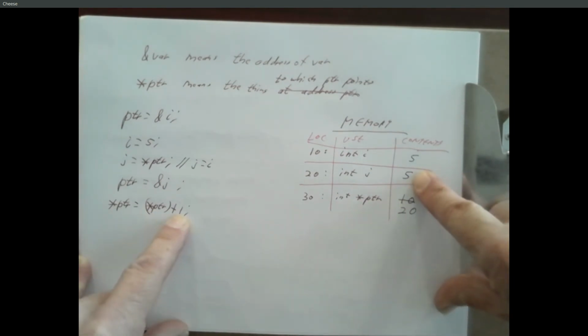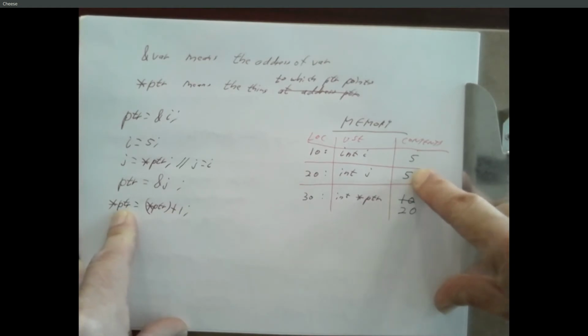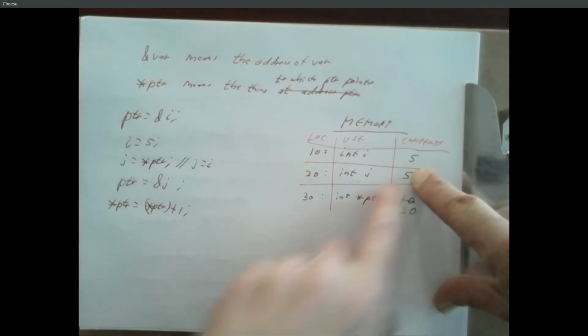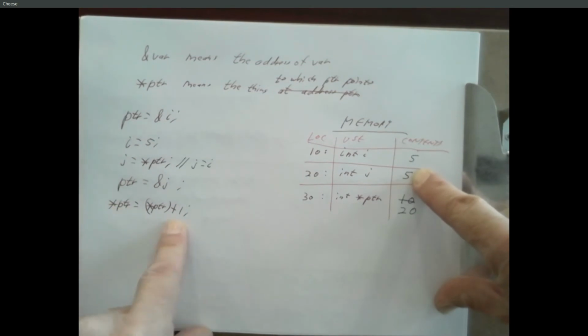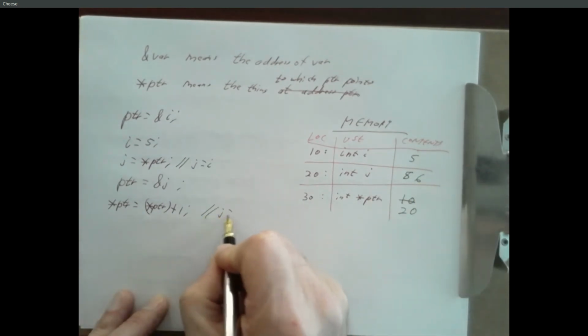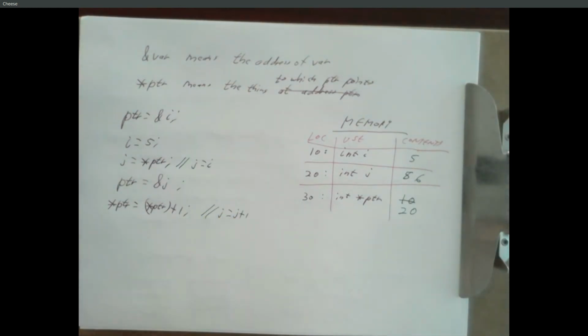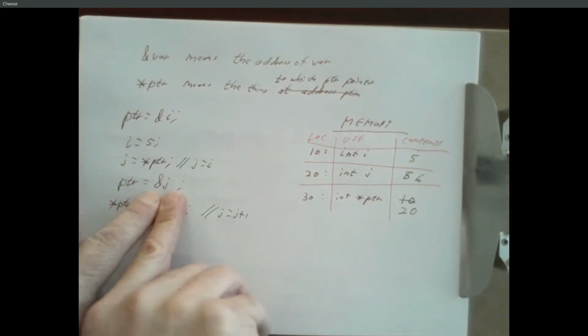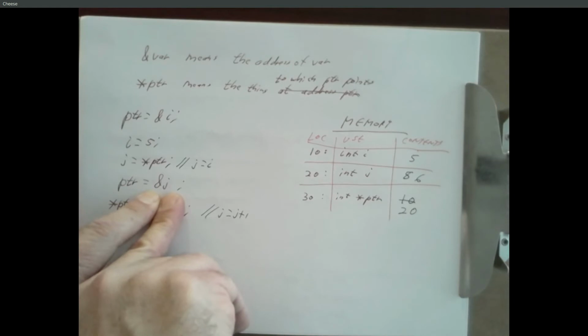Add 1 to that, that gives us 6. Star pointer is the thing to which pointer points. That's this location here. This says set that location equal to 6. And this is just a convoluted way of saying J equals J plus 1. Why is it incrementing J? Because we set pointer to be the address of J.